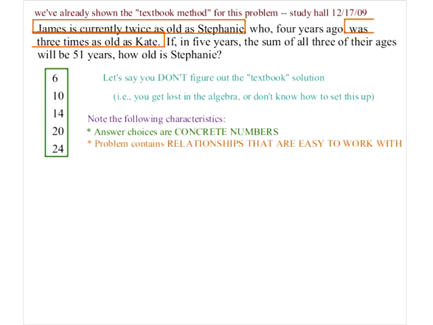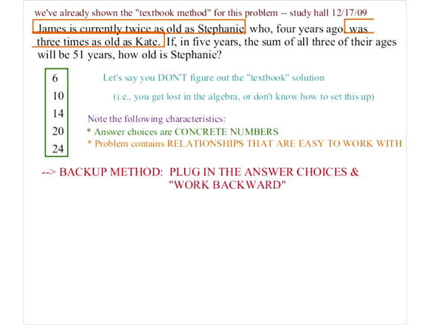If you see a problem with these two characteristics, then there's a backup method that you can often apply even when you don't really know how to solve the problem. And here's what that is. The backup method in this case is plug in the answer choices and work backwards. So here's how this works. The point, again, the point of this method, before we discuss the nitty-gritty of it, is to avoid doing algebra.